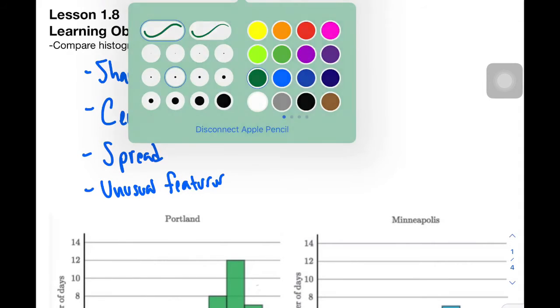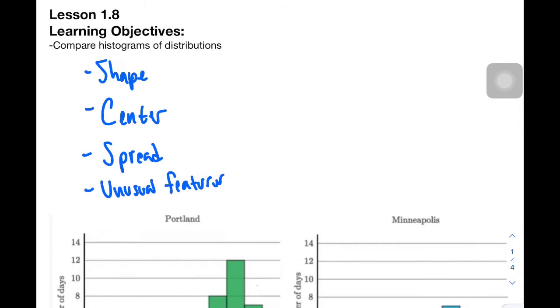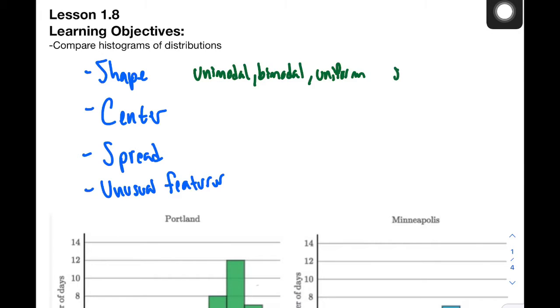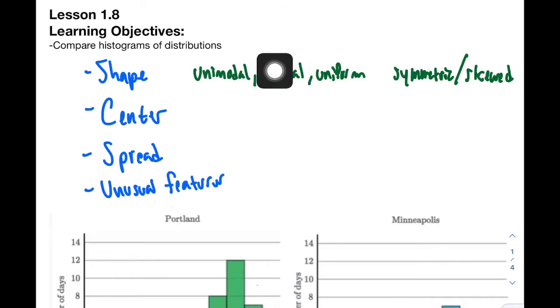For the shape, we mentioned how many modes. So is it unimodal? Is it bimodal? And remember, the modes are like the peaks. Or is it uniform? And then we also have how symmetric is it? Or is it skewed? So this should all be review.